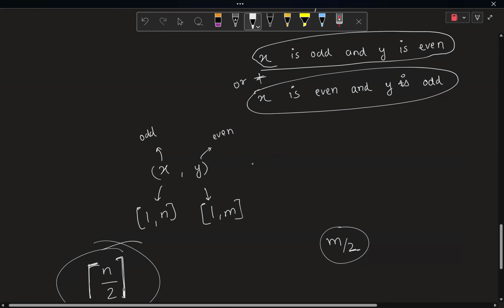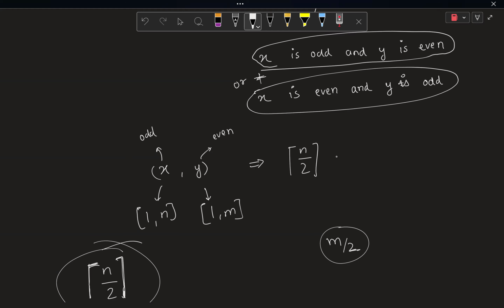So we just saw that we can easily figure out that the number of pairs like this one would be n by 2 rounded up into m by 2. In C++, by default, it is rounded down. I hope you know about this. Let's say if you do something like 7 by 2 in C++, you will get 3, not 3.5. It automatically rounds it down.